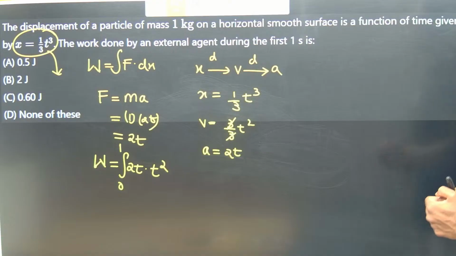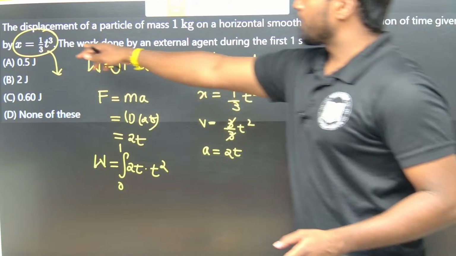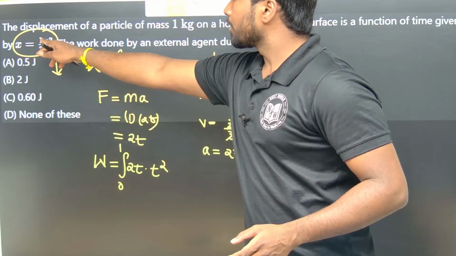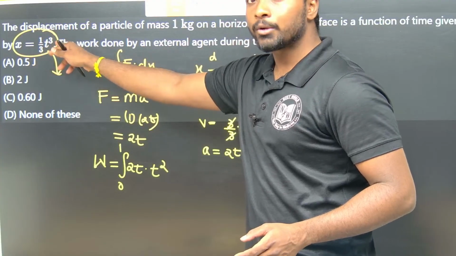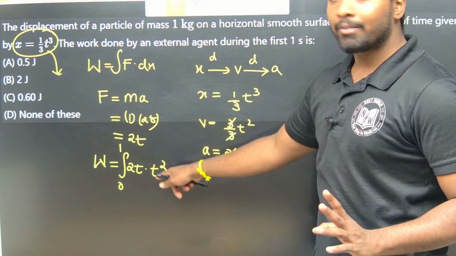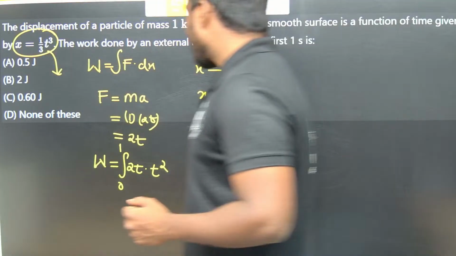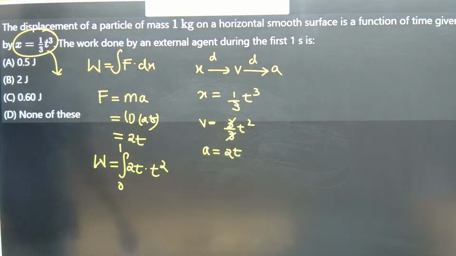Okay. So dx, differentiate this one, I'll get 3 by 3 into t square. So 3 will get cancelled, t square, that's it. So you can find the answer now. Only the integration part is left out.